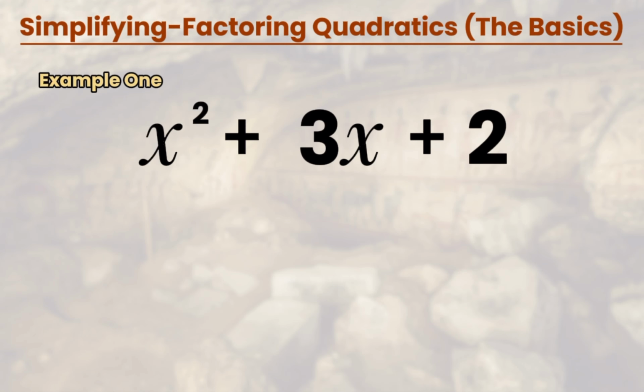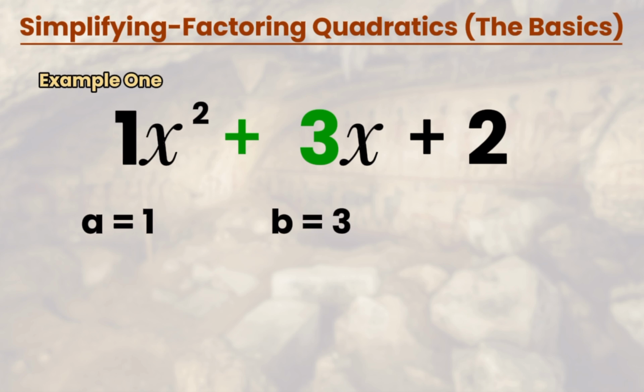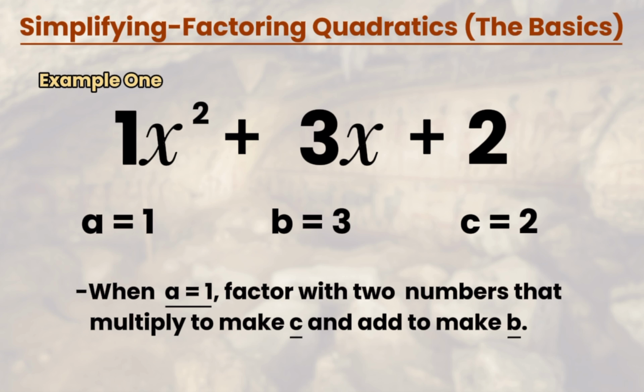So, let's take a look at the first quadratic expression you're to factor, x squared plus 3x plus 2. In this case, a is equal to 1, b is equal to 3, and c is equal to 2. When a is equal to 1, the most basic way to factor a quadratic is to find two numbers that multiply to give c and add to give b. This right here is the absolute easiest method for factoring quadratics.